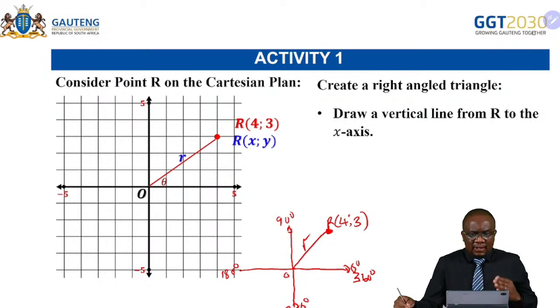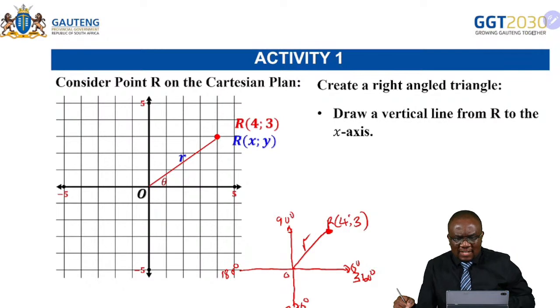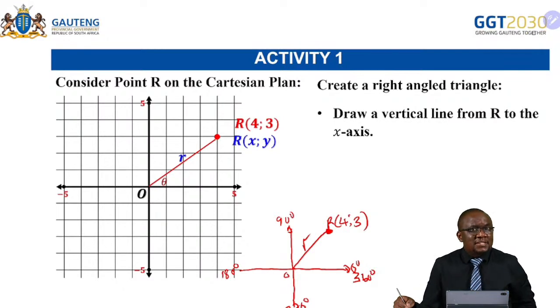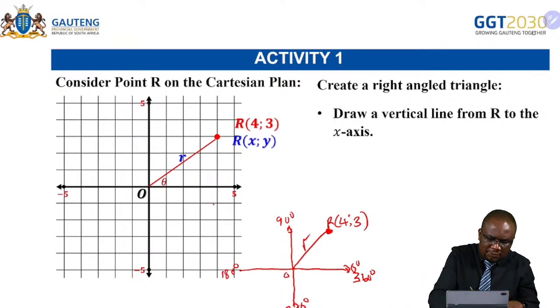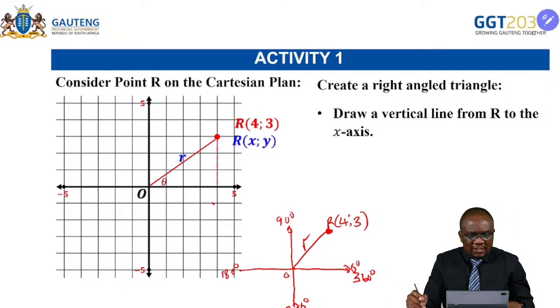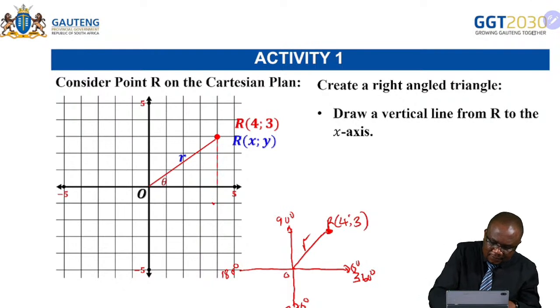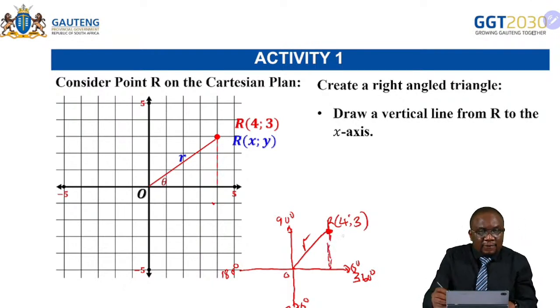Now, draw a vertical line from R to the x-axis. Let's draw the vertical line from R to the x-axis. Follow this part here like I'm going to show you. You see, draw like this.